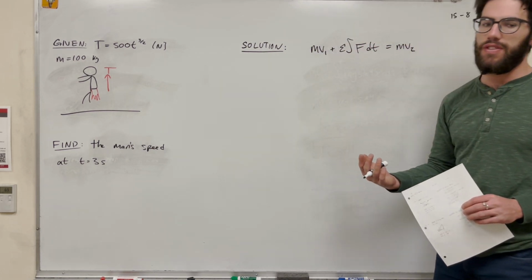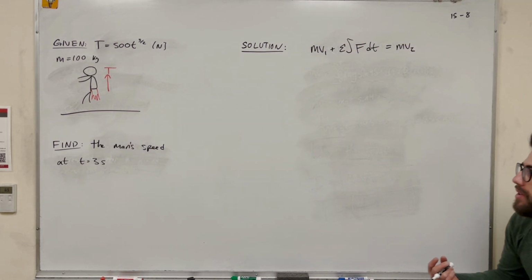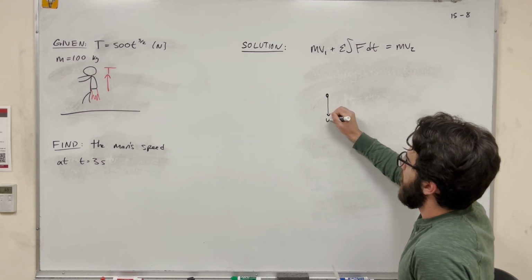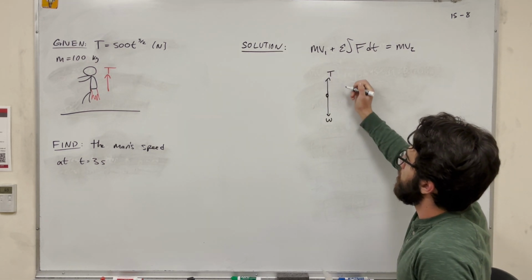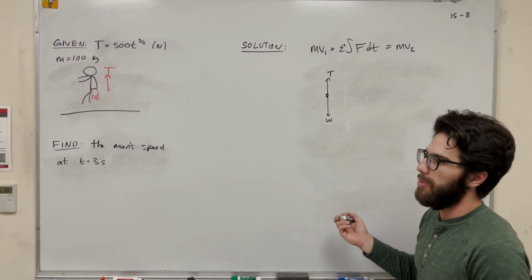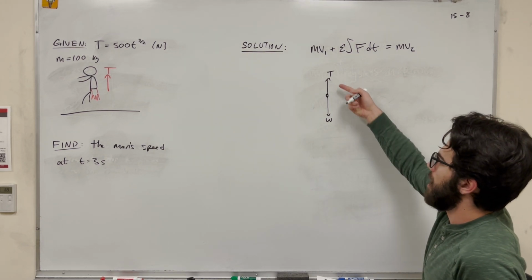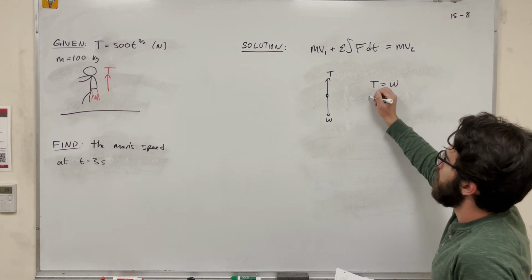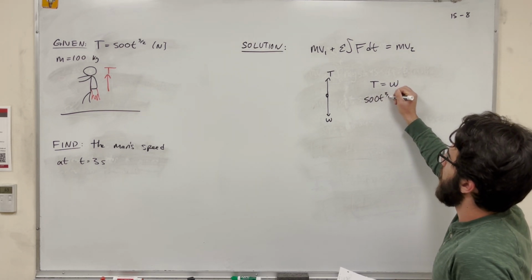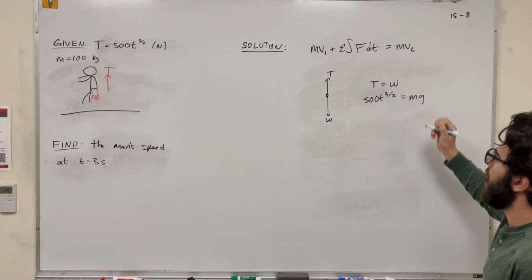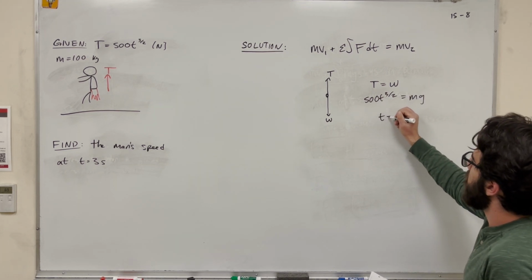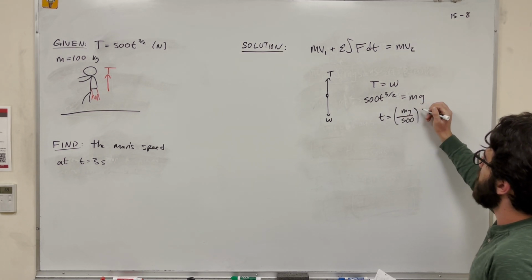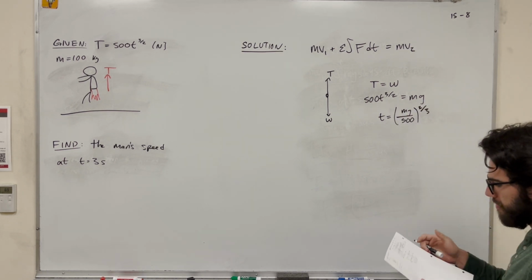So our first step is to find when he's actually going to leave the ground. To do that, let's draw a free body diagram. This is really simple, right? The man's weight is pushing him down, and the thrust is pushing him up. If we want to find the moment that he leaves, we need to find when the thrust becomes equal to the weight. Thrust is 500t^(3/2), and weight is equal to mass times gravity. So we're solving for time. We get time is equal to mass times gravity over 500, all raised to the 2/3 power.